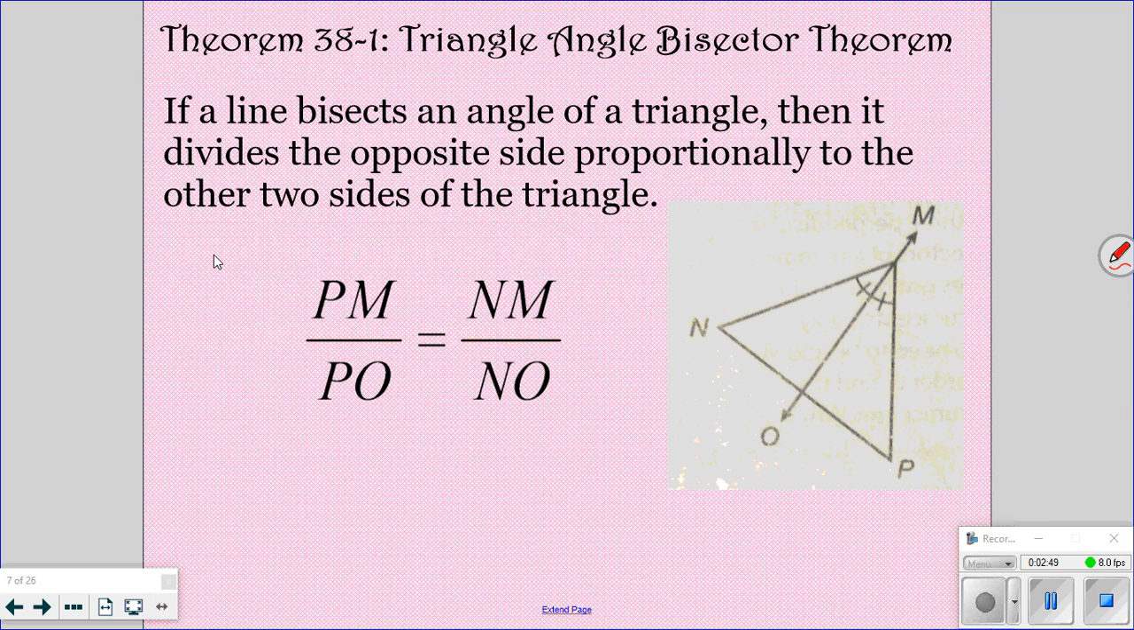So let's look here. Theorem 38.1, the triangle angle bisector theorem. If you have a line that bisects an angle of a triangle, then it divides the opposite side here proportionally to the other side of the triangle. So here's what you get basically. PM over PO equals NM over NO. So this over that equals this one over that one. That's how you can set up your ratios.